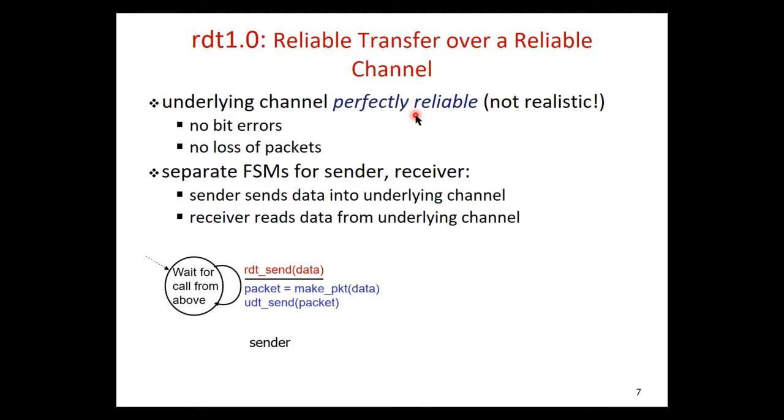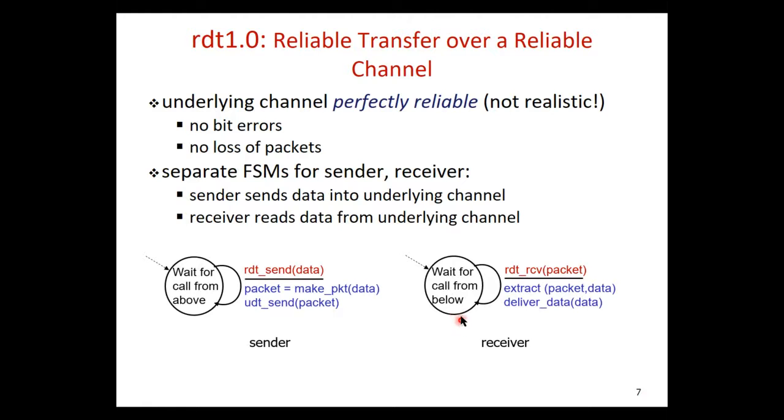Since we assume it's perfectly reliable, there's no need to do anything else, right? Because we know that this packet that is sent will be received reliably at the destination. Essentially here, RDT 1.0 does not have to do anything. Just put the data into a packet and send it.